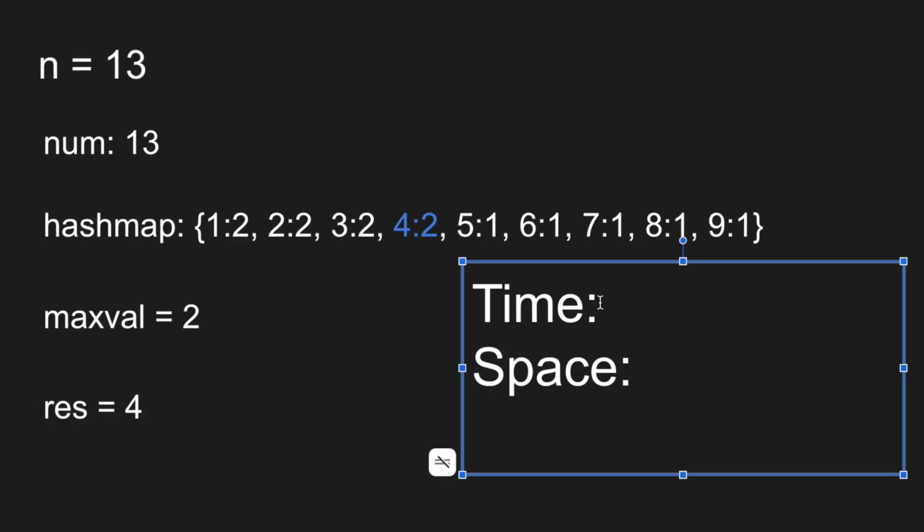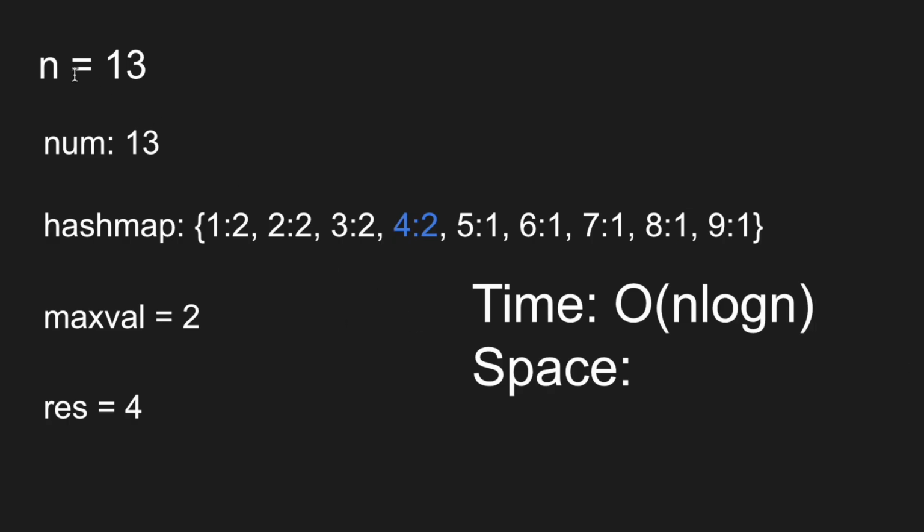And the time complexity would be O of n log n, because it will take n time to loop through each number. And then to figure out the sum of the digits, it will take log n time, because what we will do is convert the number into a string, and then look at it digit by digit, so it's log n time rather than looking through all the numbers from 1 to n.